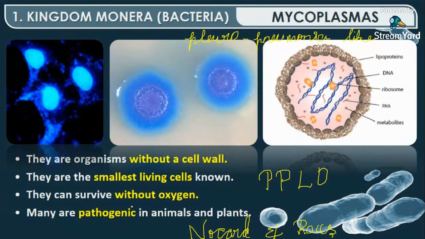Okay, and these mycoplasma can survive without oxygen. Many are pathogenic in animals and some are in plants. So this mycoplasma lacks a cell wall. They are the smallest cell ever known, and their colony looks like a fried egg. They were discovered by Knockard and Rocks in 1898. The year is not at all important, that's why I'm not mentioning it.